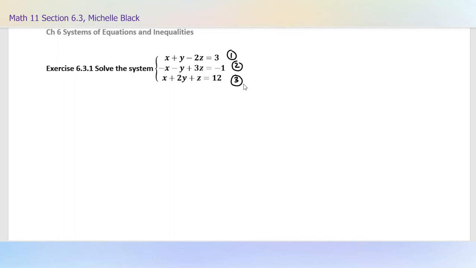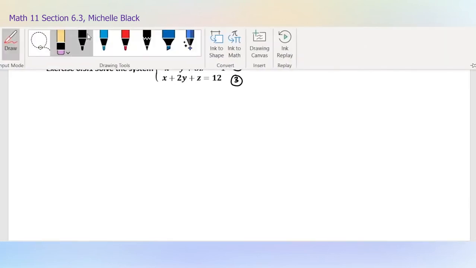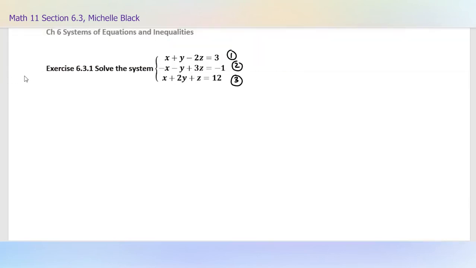The first thing we want to do according to our steps is we want to eliminate one of our variables. And you can choose to eliminate whichever variable you want. I think just looking at the way this is set up, I see right away that in my first column, I have positive and negative x, and there's no other coefficient. So I think it would be pretty easy to try to eliminate our x's. So the first thing I'm going to do is I'm going to add equation 1 and equation 2 together, because when I add x and negative x, it should cancel out my x's.